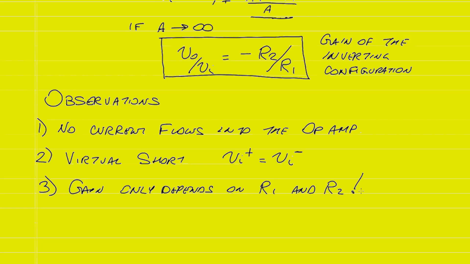Note that even though we need the op-amp to make the gain happen, only the resistors determine the actual value of the gain, which certainly makes things very simple for circuit designers. You just pick the resistor values you need to get the gain you want and use an op-amp. You might say, well, what was the op-amp for? Well, the op-amp was essential to make the whole thing happen.